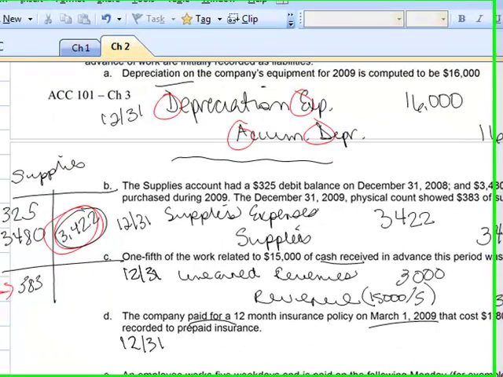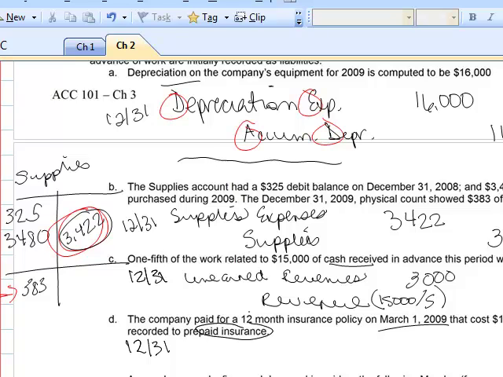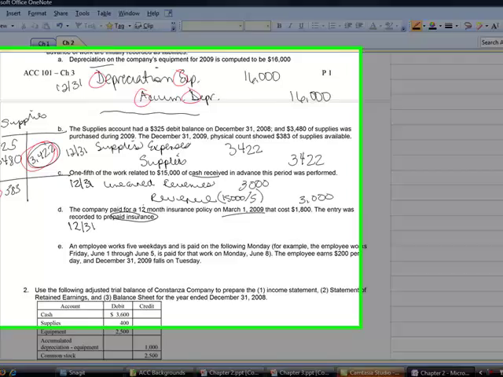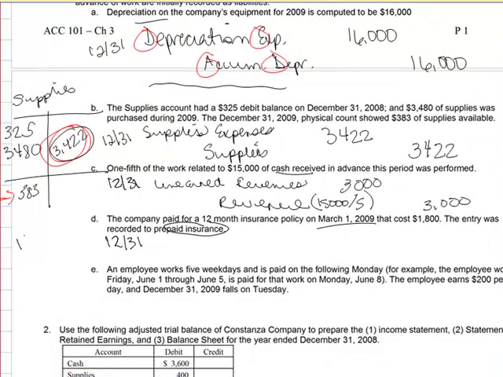We're recording how much of that insurance expense was incurred. So it was a 12-month insurance policy that was paid on March 1st. So all of March counted. If it was paid on March 31st, March wouldn't count. But a 12-month insurance policy beginning March 1st, use your fingers and say, okay, March counted, April, May, June, July, August, September, October, November, December. That's 10 months. 10 out of 12 months was incurred. So $1,800 times 10 out of 12 months means that I incurred how much expense?